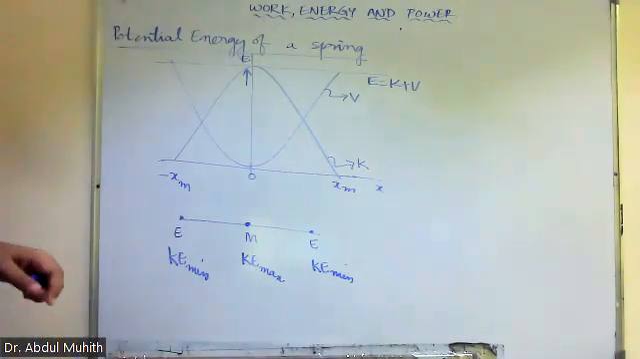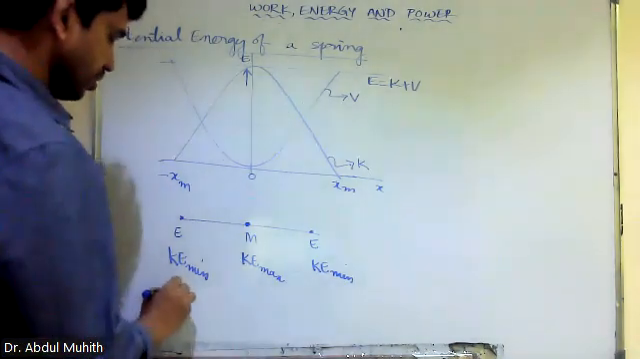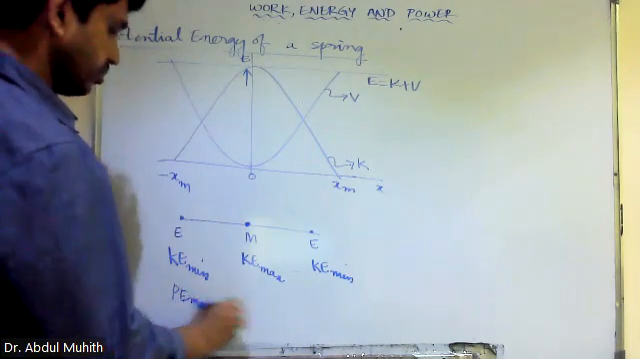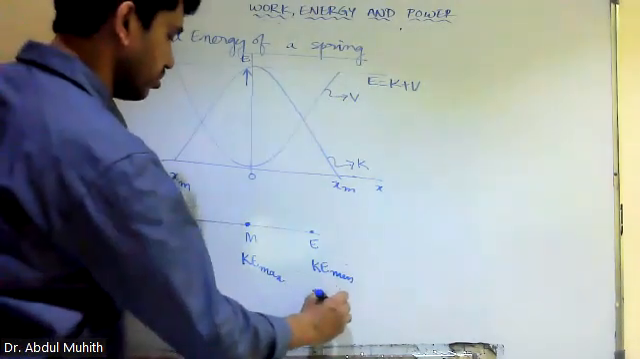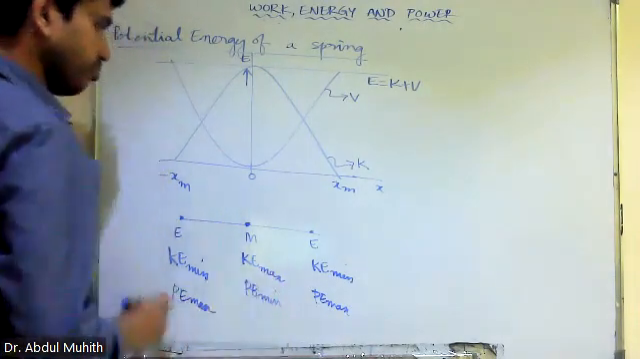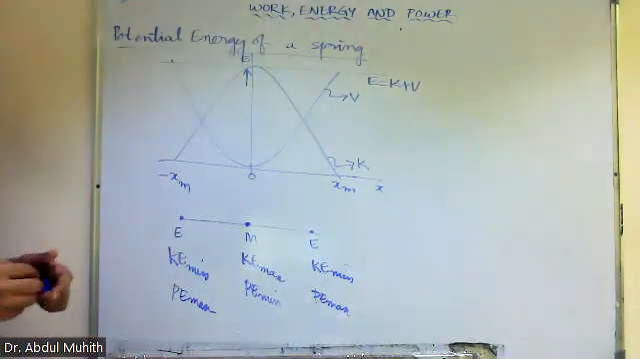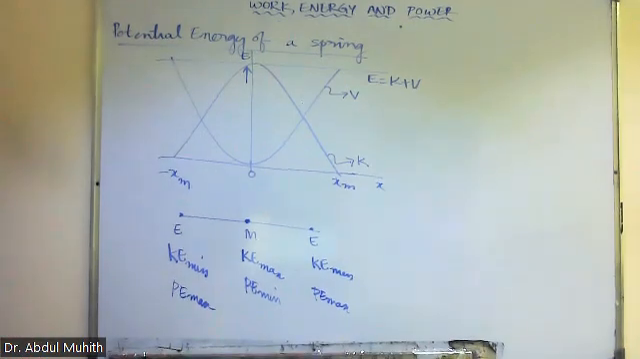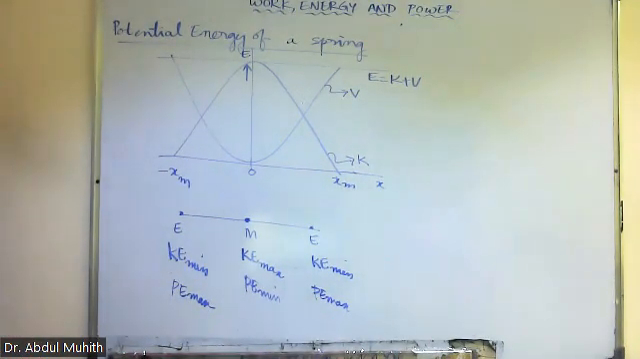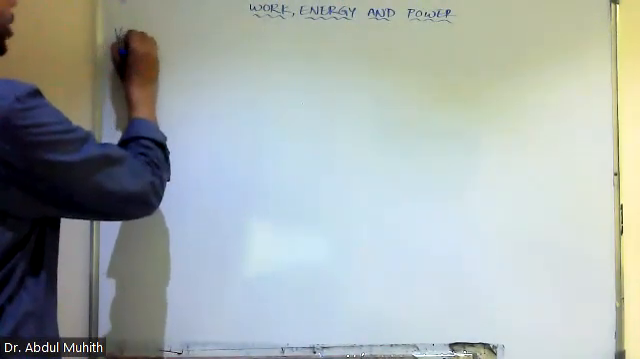The second graph is what? Potential energy is maximum here and minimum here. Got it? Is it clear? Yes, sir. Copy this, then we'll go to the next, various forms of energy. You have various forms of energy.